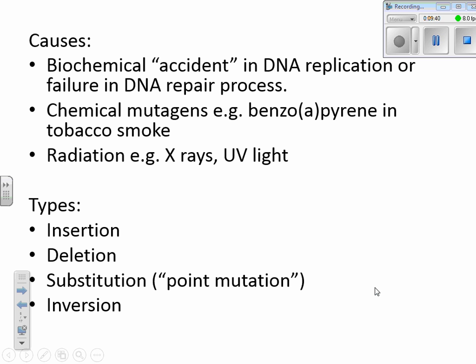So we've got a variety of causes, and the biochemical accidents are really what it is more than anything else. And we then have, down at the bottom here, different types of mutation. And these four have very, very different effects on the code, on the sequence of the DNA.